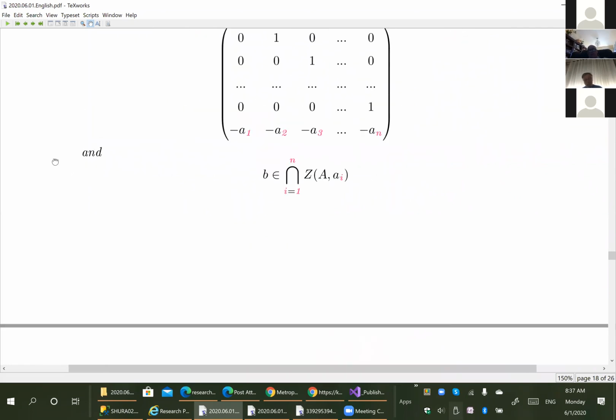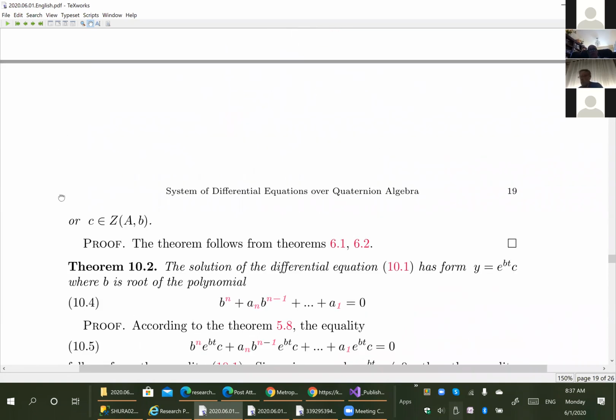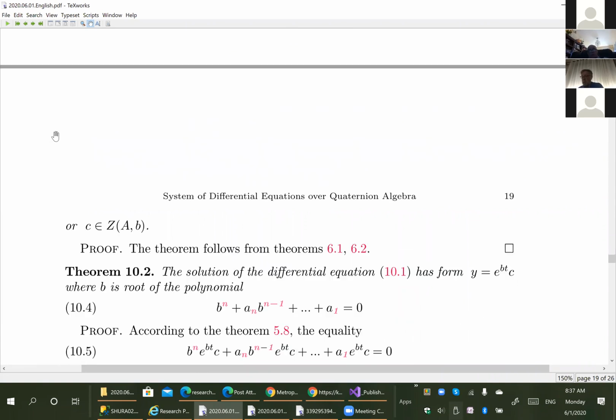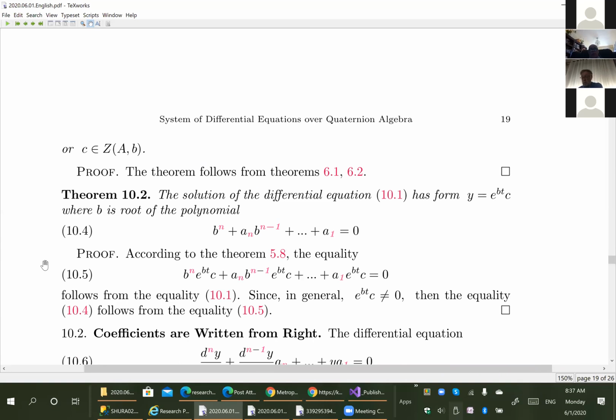In this case, I have a solution in the form of a sum of exponents. Or I can do a little different thing. Because I know that there was a theorem above that the n-th derivative of the exponent will be b^n times the exponent, etc. And ultimately we come to this exponent.